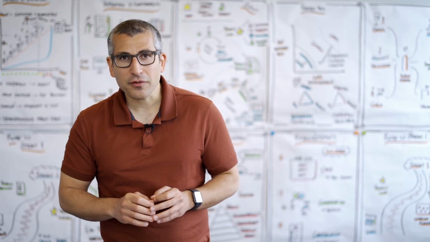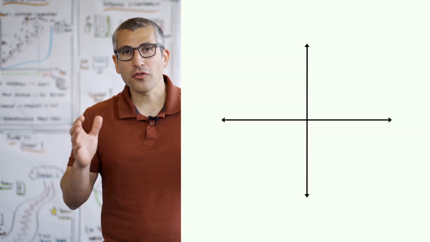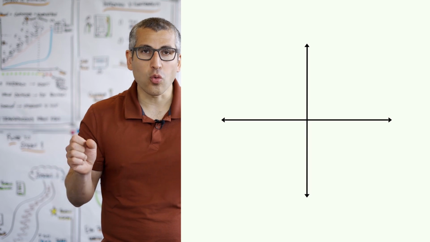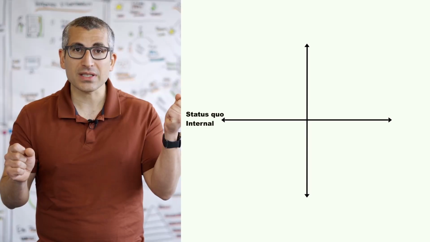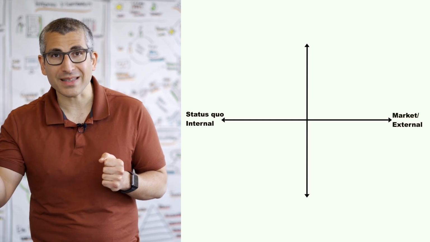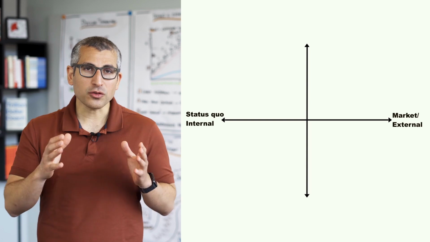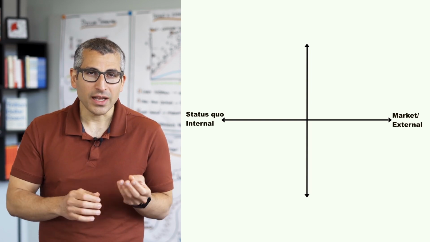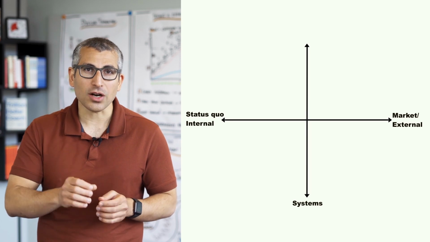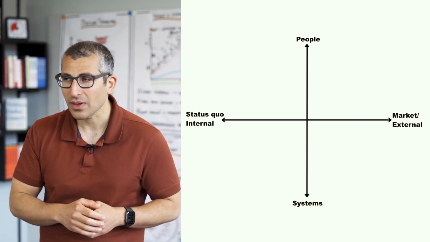The framework itself is fairly simple. As usual, we have two axes. On the first axis, the horizontal one, we have basically two dimensions: organizations that are more status quo and internal focused, versus organizations that are more market and external focused. On the other axis, the vertical one, we distinguish between organizations that are more process and systems oriented, compared to organizations that are more oriented towards individuals and their interactions.